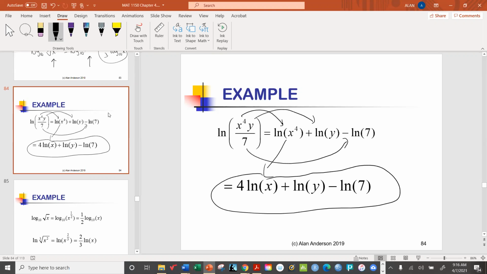You can see I've combined basically three rules here to get to this answer: the product rule, the quotient rule, and the power rule. Now, once I have the information about the actual values of x and y, then I can come up with an actual number.